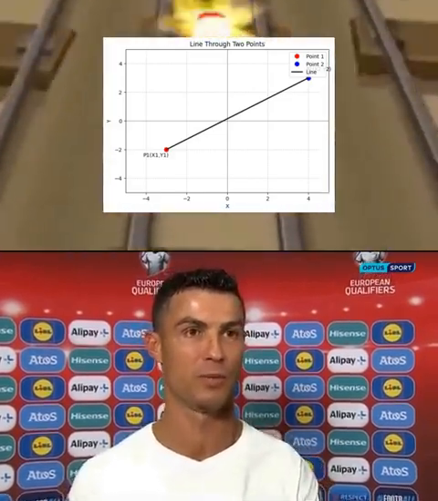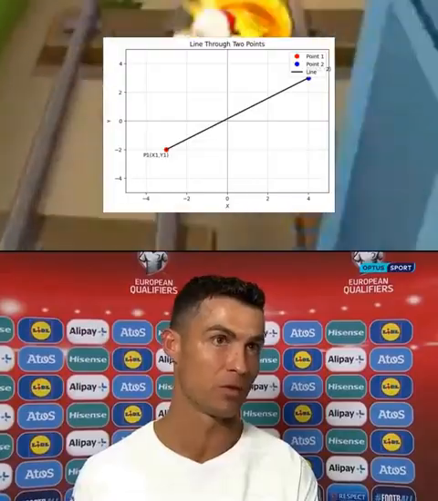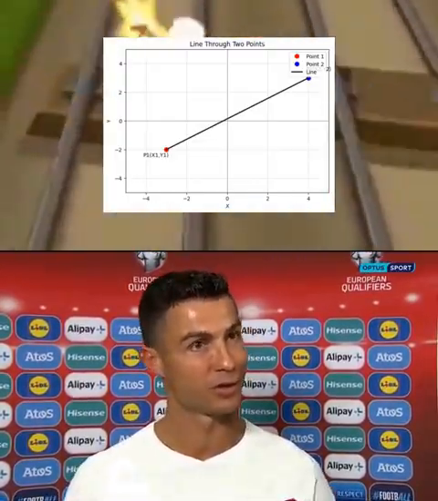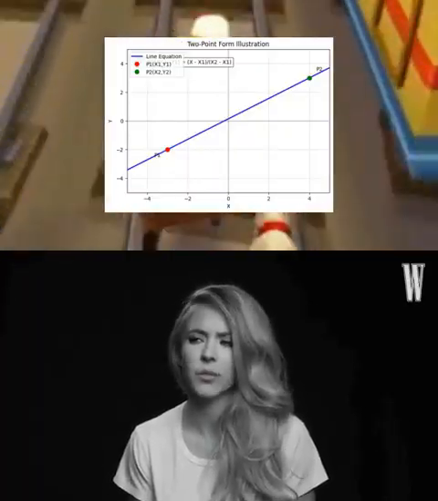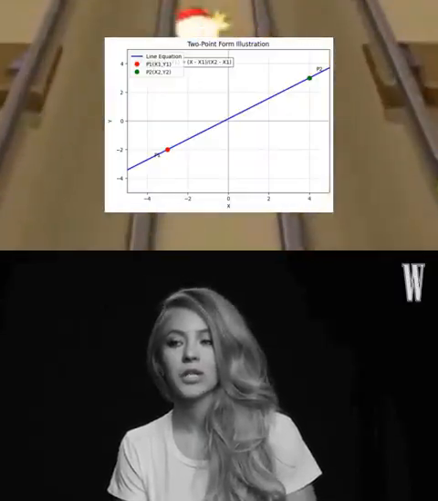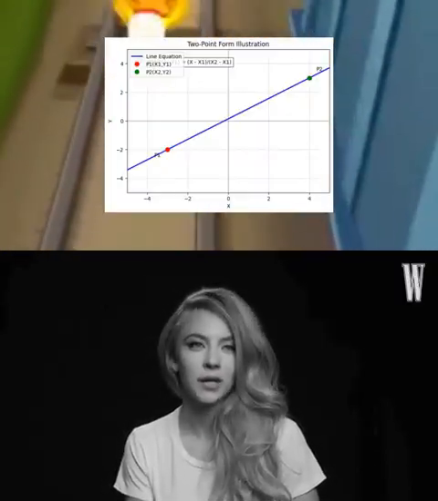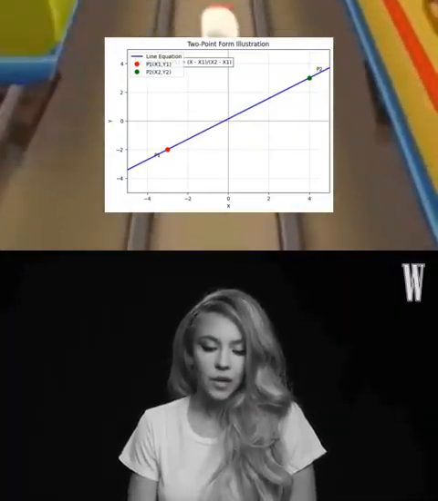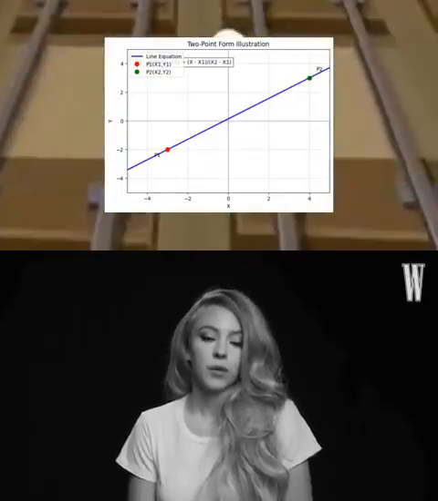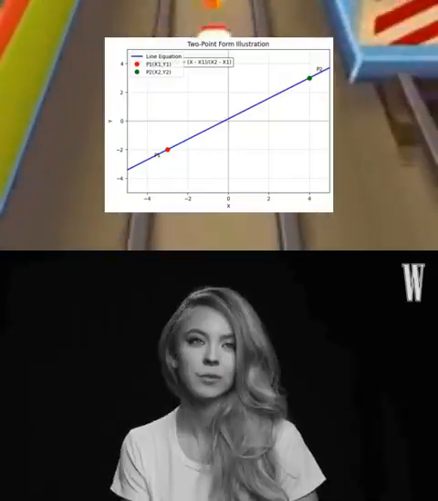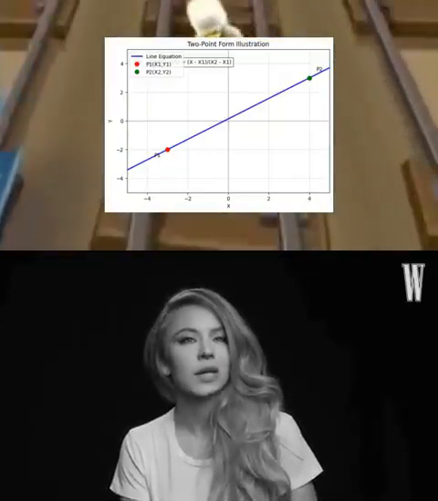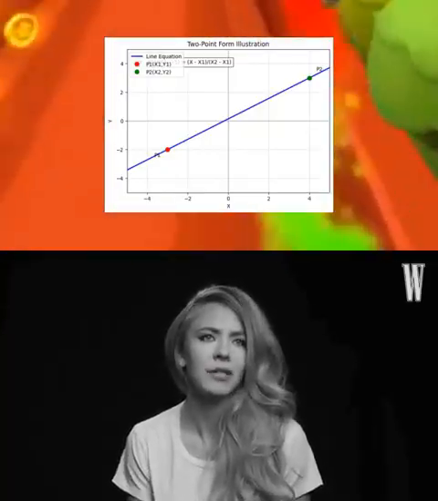What if I just know 2 points the ball passes through, say from my foot to a teammate? Can I get the equation without knowing the slope first? Absolutely. That is the 2-point form. You can calculate the slope first using the change in y over the change in x, y2 minus y1 divided by x2 minus x1. Once you have that slope, you can use either of the 2 points with the point-slope form, or you can directly use the 2-point formula, which is y minus y1 divided by y2 minus y1 equals x minus x1 divided by x2 minus x1.